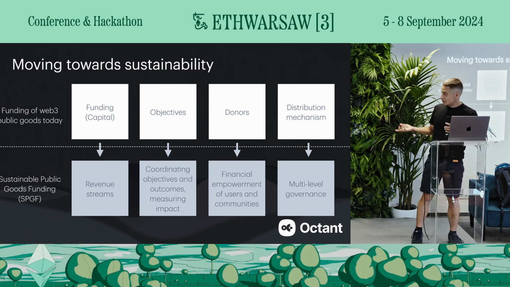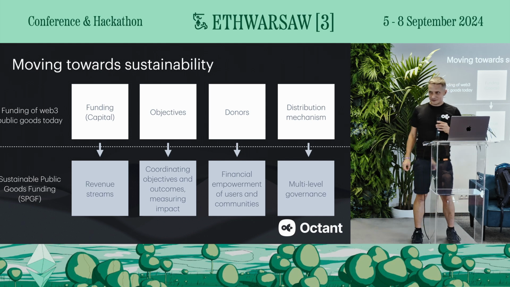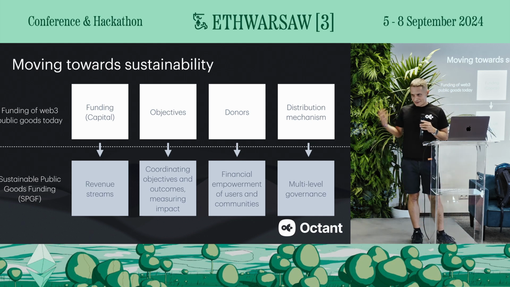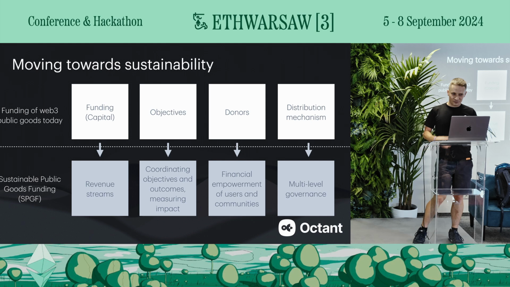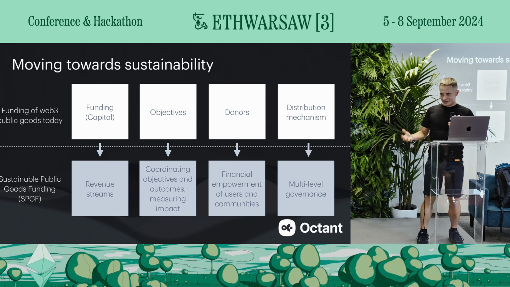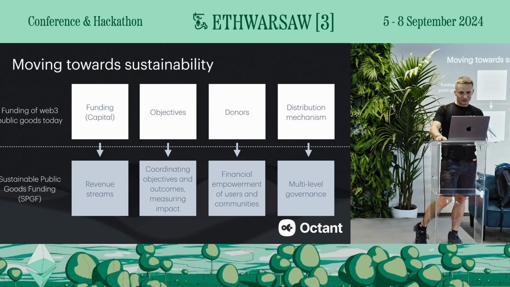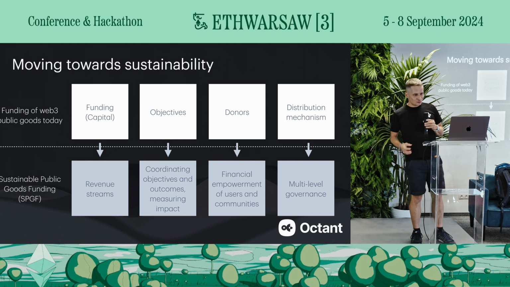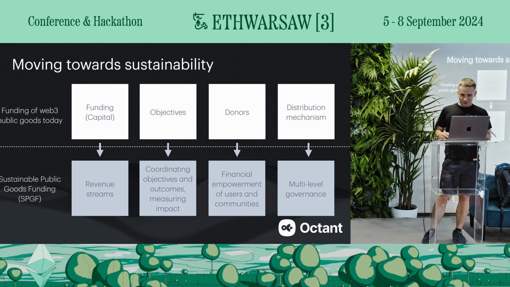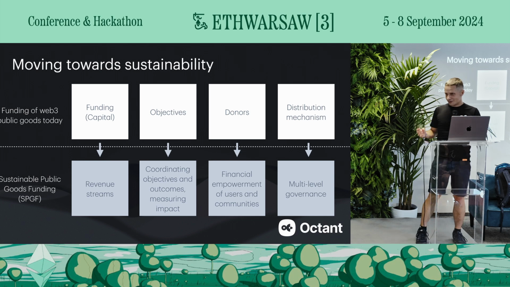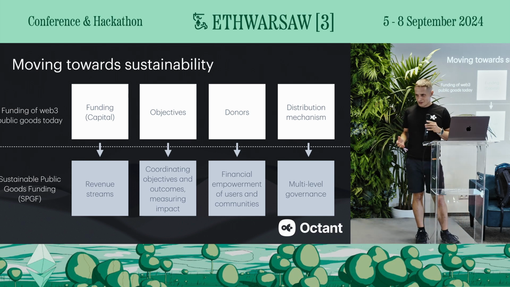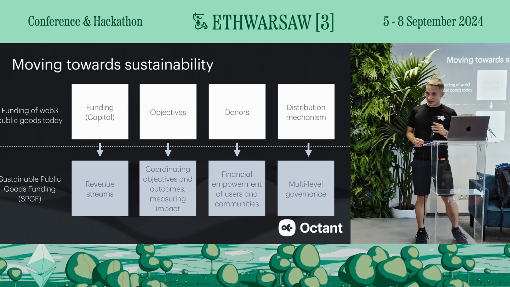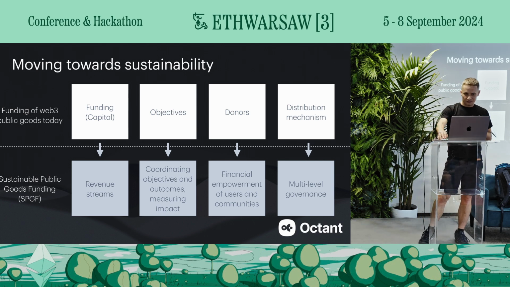As for individual donors, it would make a lot of sense for participants to become financially empowered, the way we have been doing this at Octant, and moving away from being just charity donors. And as for the distribution mechanisms, it again would make a lot of sense for this to become a multi-level thing where many communities apply their own distribution mechanisms which are applicable to their particular situation.